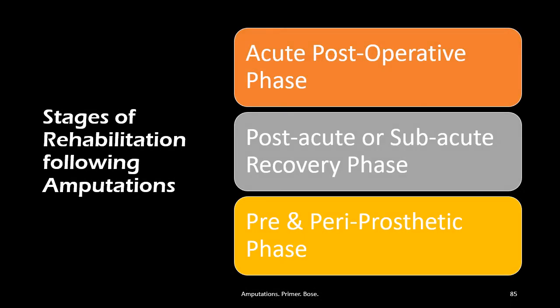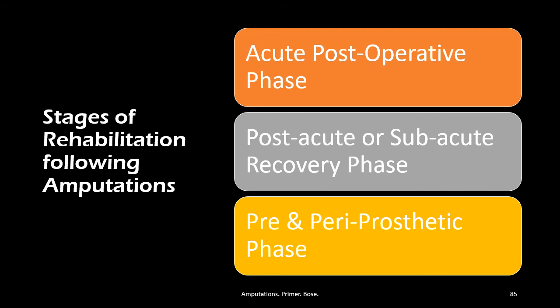The rehabilitation of patients following amputations follows three distinct stages. Immediately post-operative, which occurs in the hospital. The post-acute recovery stage offers an option between home versus institutional recovery, and the last stage is that of the pre and peri-prosthetic gait stage.